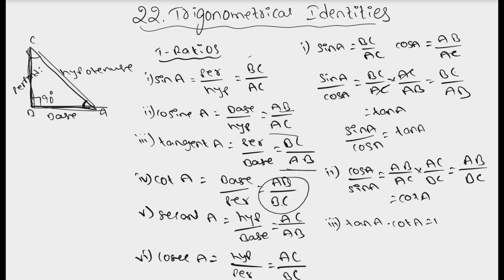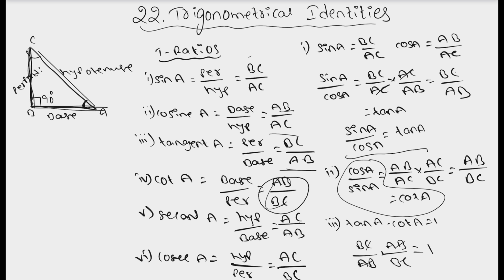What is the value of our tan, which is BC by AB? And our cot value is AB by BC. When we simplify this, we'll get our value as 1. That is, the product of tan and cot gives the answer as 1. These are the three quotient relations we'll be having. One is sine by cos is equals to tan, and the second one is cos by sine is equals to cot, and the product of tan and cot is equals to 1.